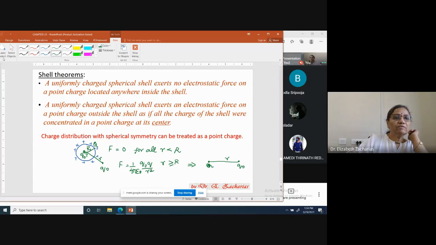Okay, or simply I can write it as one single sentence. I can say the charge distribution with spherical symmetry can be treated as a point charge. Though it is a spherical charge distribution, the charge outside will see this spherical charge as a point charge.